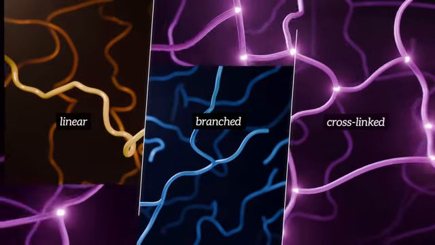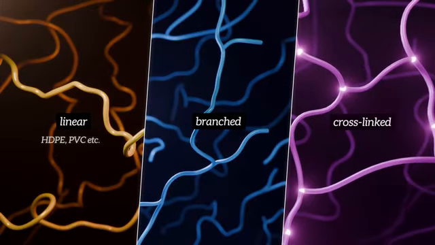High-density polyethylene and PVC are examples of polymers with linear structures. Low-density polyethylene has a branched structure, and vulcanized rubbers have a cross-linked structure, as we'll see in more detail later.